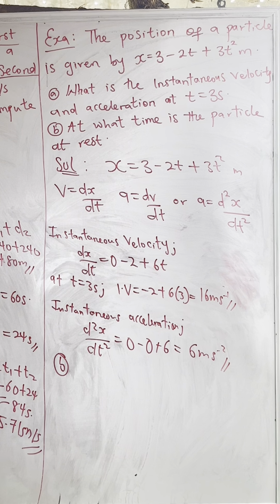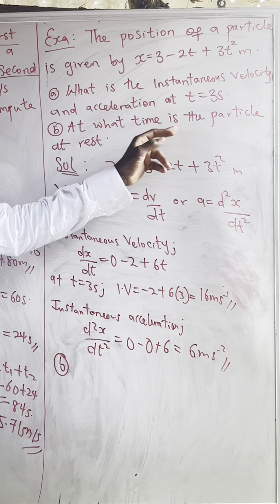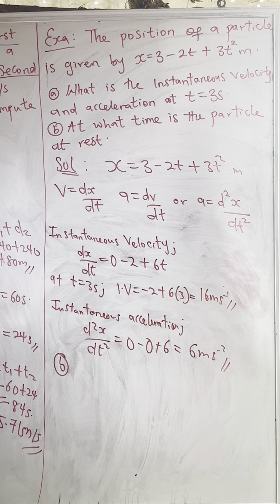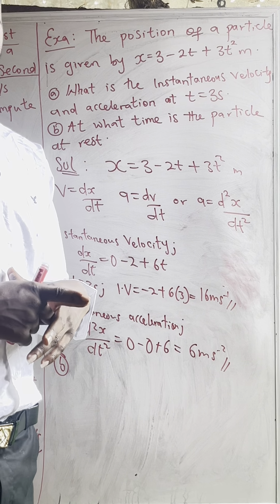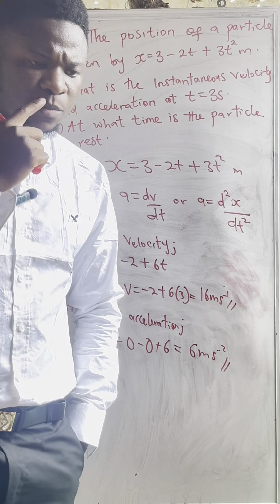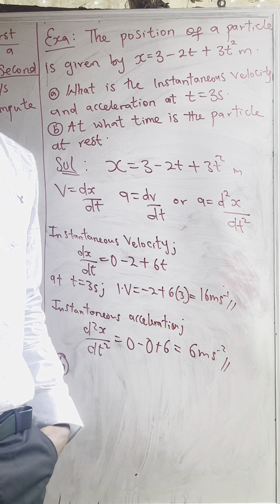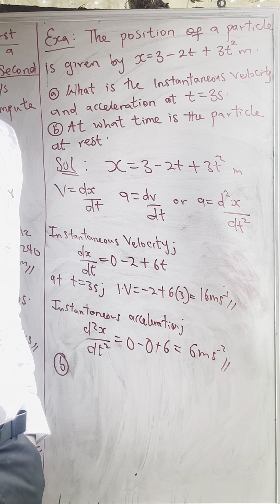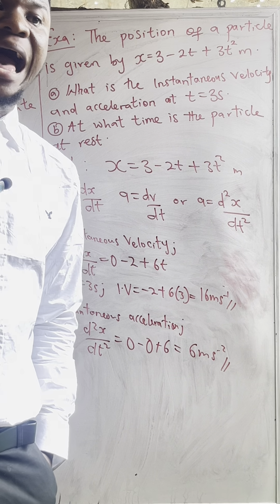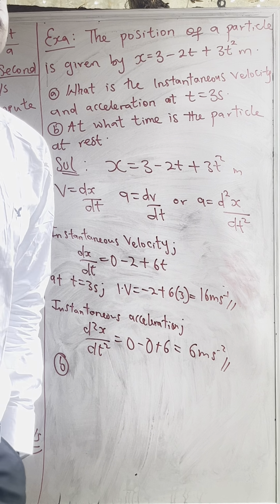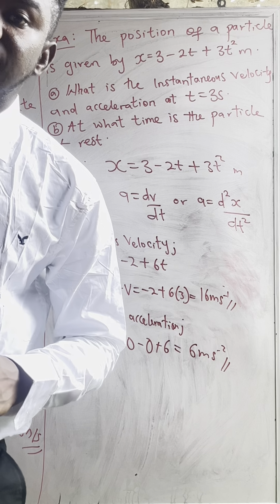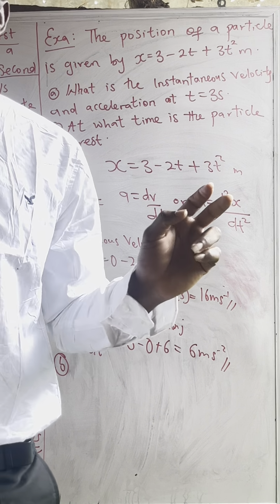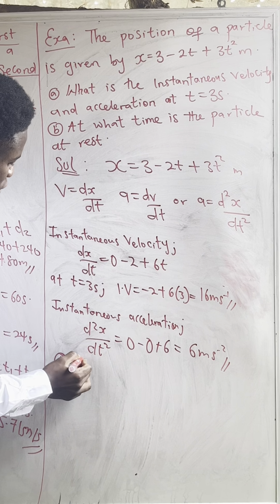Guys, the last question is that at what time is the particle at rest? At what time will the particle be at rest? Anybody, when something is at rest, is that thing moving? No. And when something is not moving, this simply means that the thing has no velocity. So this simply means that the particle will be at rest when the velocity equals 0.